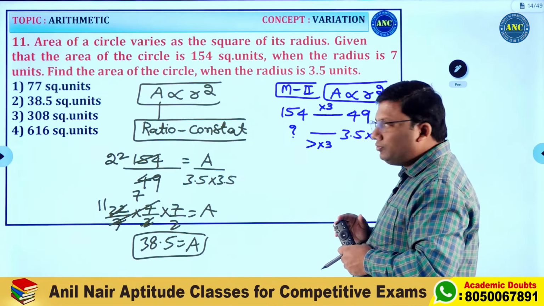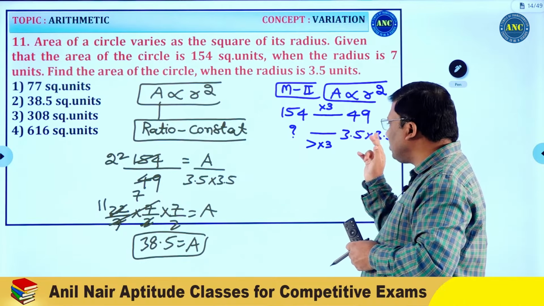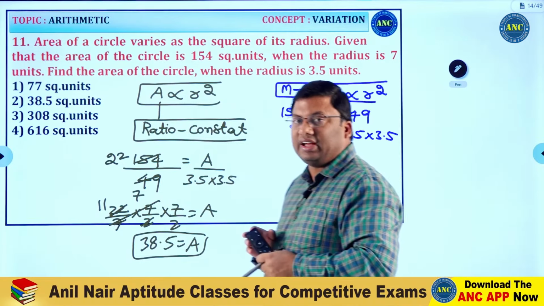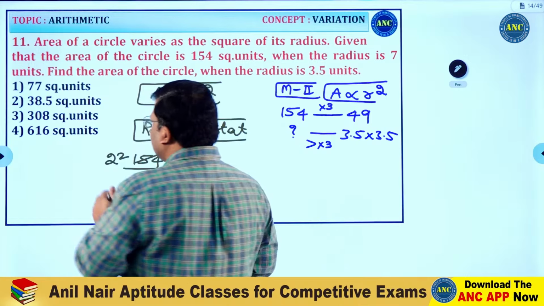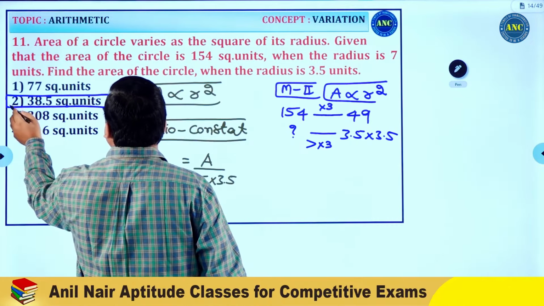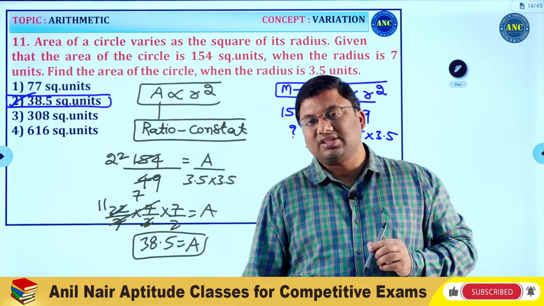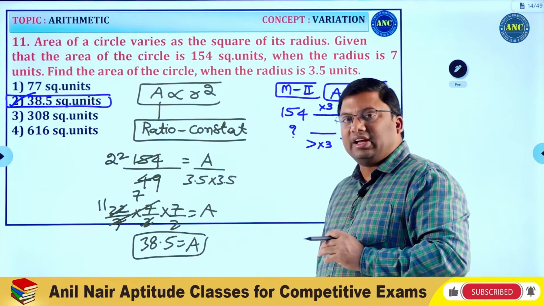3.4. 3.5, if I call it 4, 4 4s are 16, 16 3s are 48. Answer is just less than 48. The only option which is just less than 48 is 38.5.